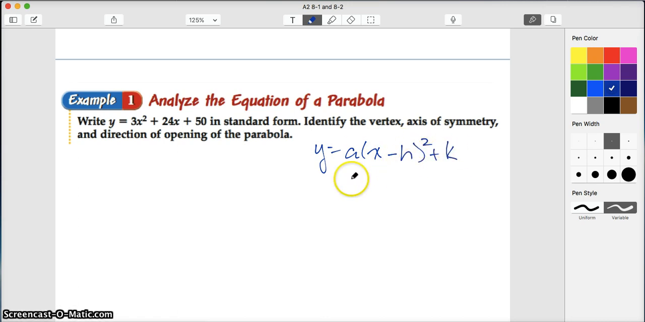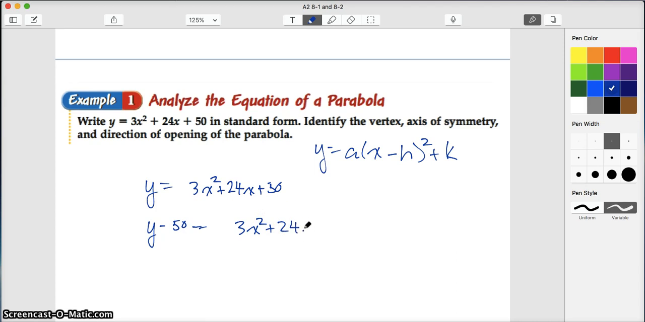What you notice is you have a perfect square in here. We're going to need to create a situation where we have a perfect square trinomial. I will show you how to do this. So we start off with the equation y equals 3x squared plus 24x plus 50. There's a couple of ways to do it. I'm going to send the 50 over to the other side just for safekeeping. So y minus 50 equals 3x squared plus 24x.